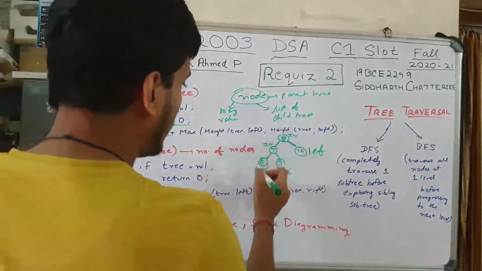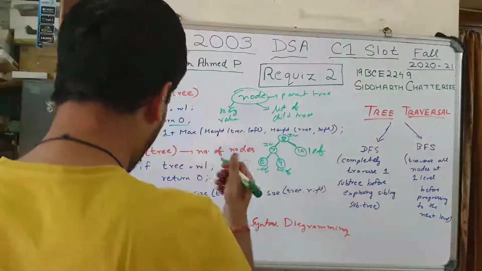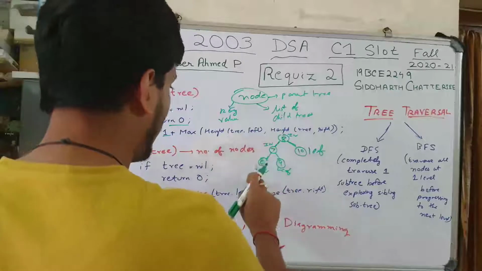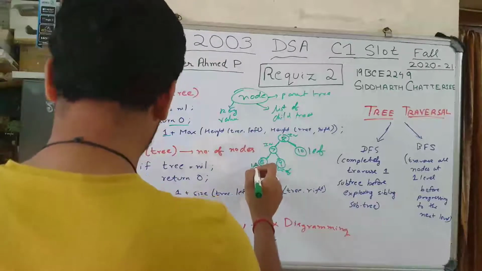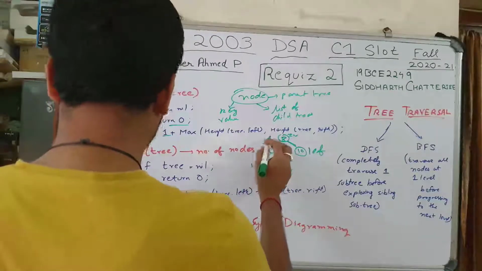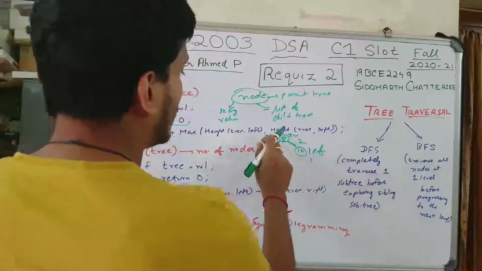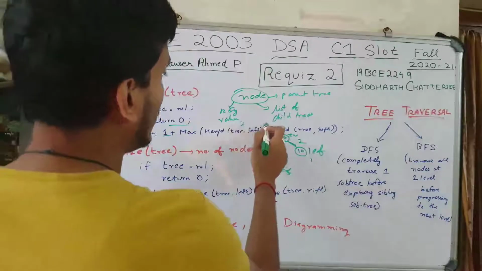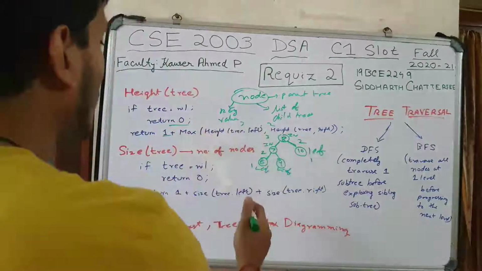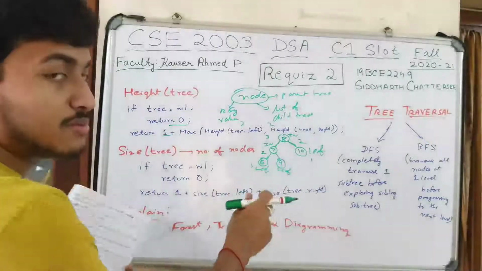So in this example, we can see that the left subtree has height 1, 2, and 3. And from the right we can see this is 1, this is 2. 3 is greater than 2, so if we write 3 comma 2, we consider 3, and 3 plus 1 is 4. So the height of the tree becomes 4.